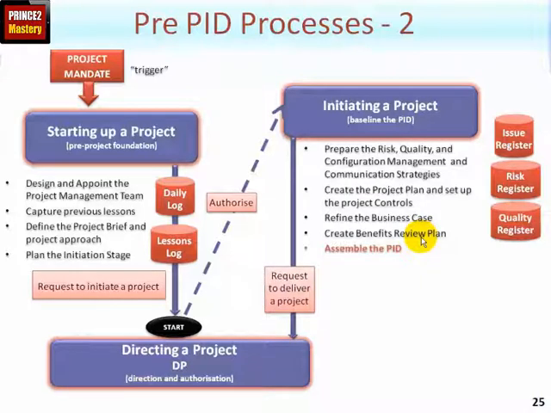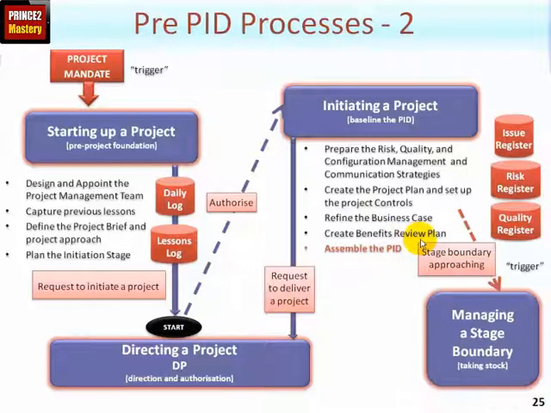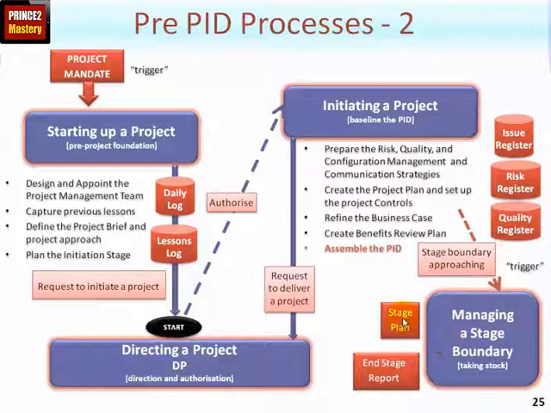So all of these are then brought before the project board, and the project manager requests them to authorize the project so that delivery, and hence creation of the specialist products, can begin, one stage at a time. Now the project manager will also see that the initiation stage boundary is approaching, and this will trigger the project manager to utilize the managing a stage boundary process to create, you've guessed it, the next stage plan and an end stage report. Do you remember I talked about tailoring PRINCE2?